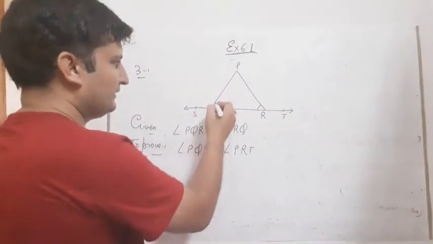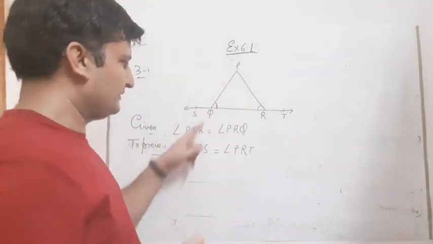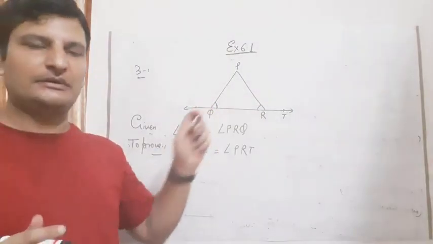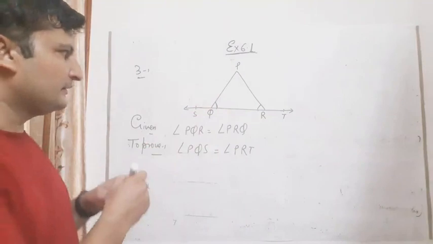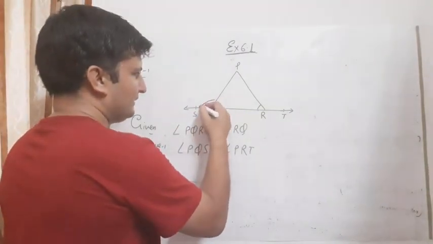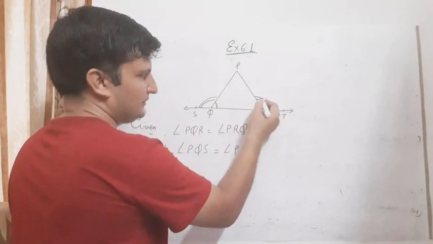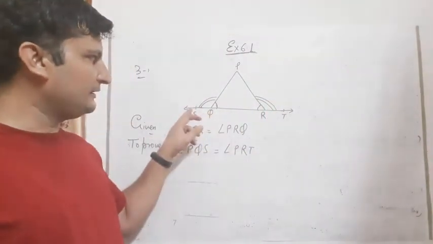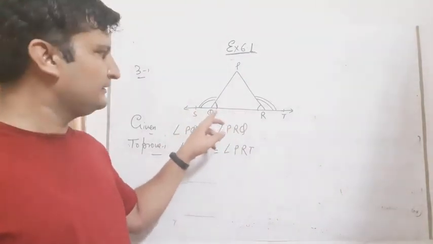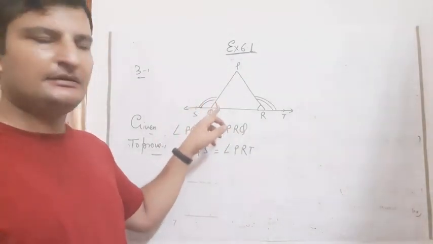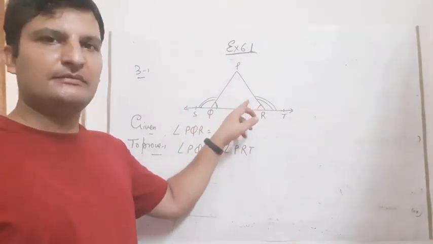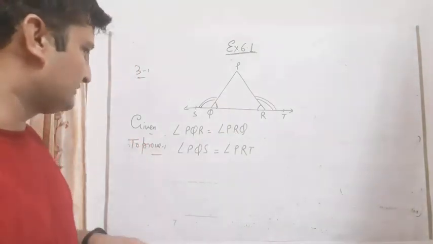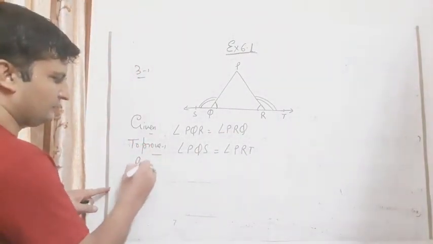It is given that angle PQR is equal to angle PRQ. These two angles are equal. Now students, we have to find that this angle PQS is equal to this angle. I think you will understand. I have told you that this is a linear pair; a line will form. The angle sum of these two angles is 180 degrees. Similarly here, the sum of these two angles is 180 degrees. After comparing these two equations, we will get the answer. So how can we do it? Write down the proof.